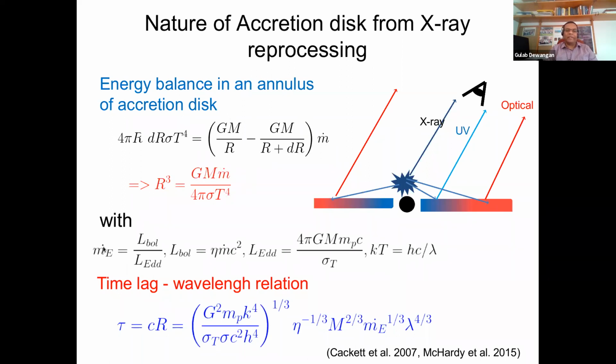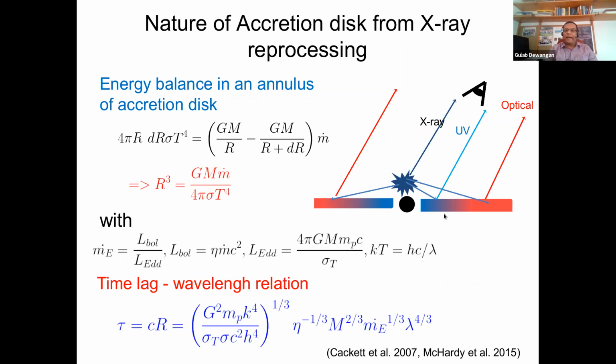And then one can simply, using basic relations like the Eddington luminosity and Eddington fraction, which is the ratio of bolometric luminosity to Eddington luminosity, and writing the bolometric luminosity and Eddington luminosity like this, and using Wien's law, one can convert the size scale here into the time lag, which will be the light crossing time, the speed of light into the radius, and derive this equation. And that tells us that the time delay is proportional to the wavelength to the power 4/3.